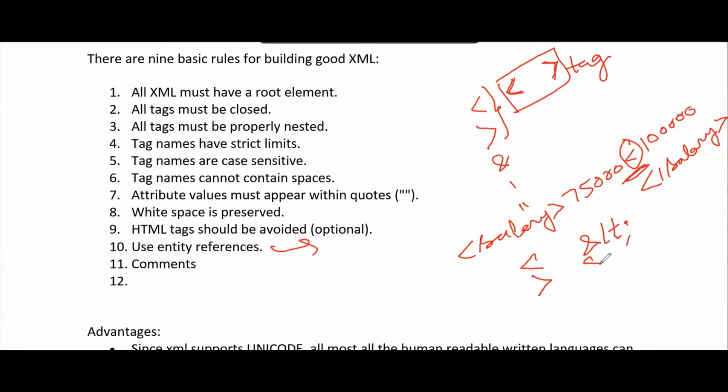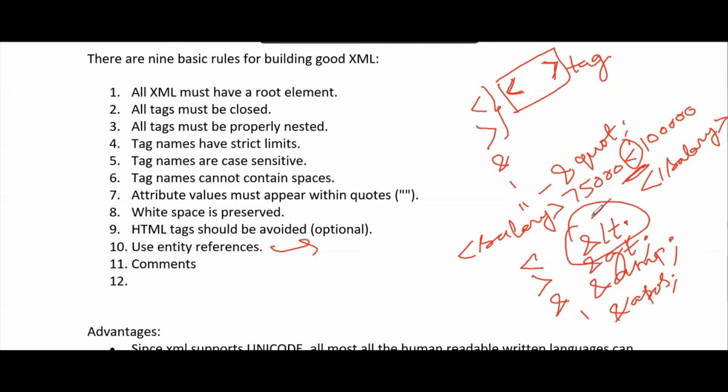If it is greater than, it will be ampersand, gt, semicolon. If it is ampersand, then I will say ampersand, amp, and a semicolon. Don't forget a semicolon at the end. And for the single quotes, it is ampersand, apos, and a semicolon. For the double quotes, it is ampersand, quot, and then a semicolon. So these are the predefined entity references. Replace this particular code with the entity reference and then it will work. If you directly use the less than symbol inside your XML, it will not work for you. It will throw an error.